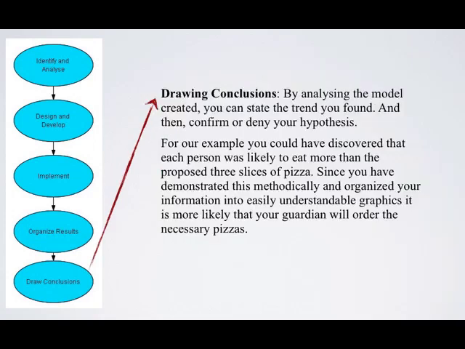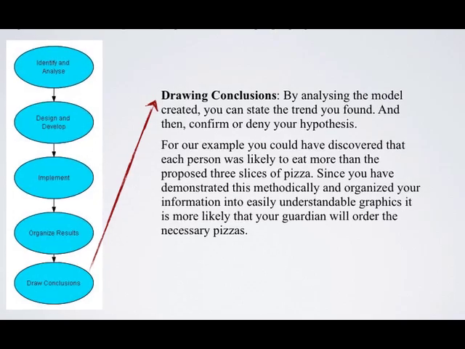And the next one is drawing conclusions. By analyzing the model you created, you can state the trend you found, and then you can confirm or deny your hypothesis. For our example, you could have discovered that each person was likely to eat more than the proposed 3 slices of pizza. Since you've demonstrated this methodically and organized your information into easily understandable graphics, it is more likely that your guardian will order the necessary pizzas.